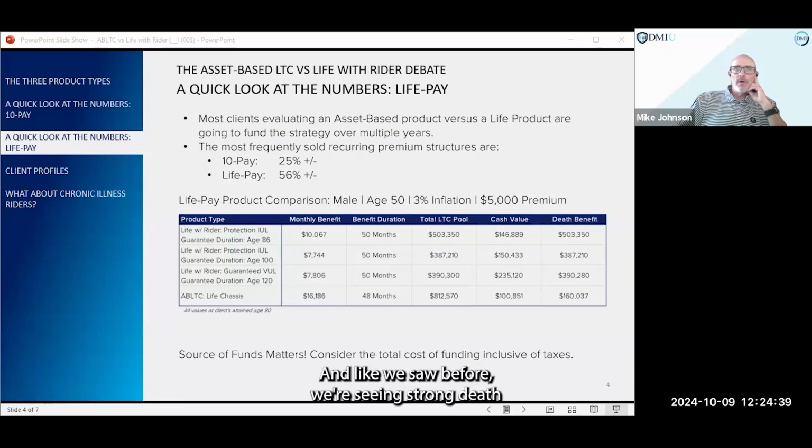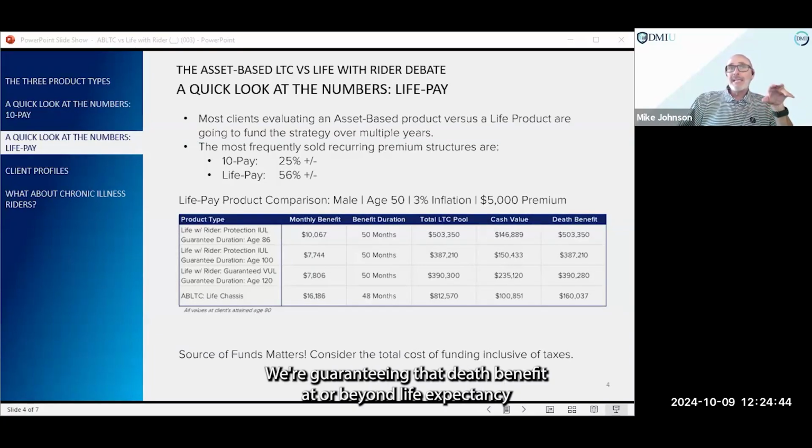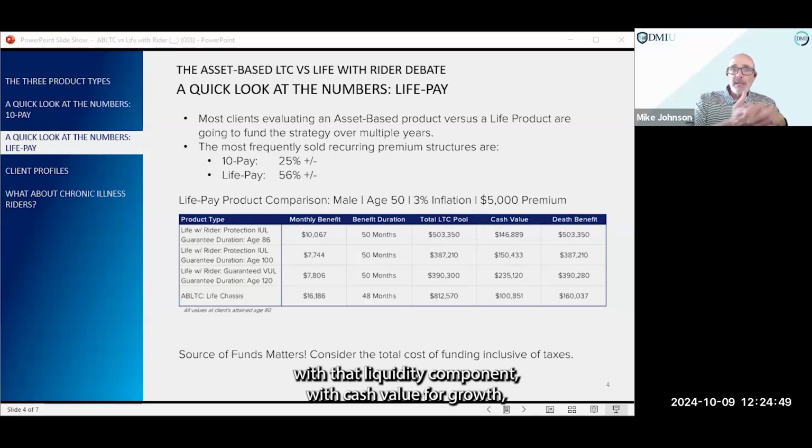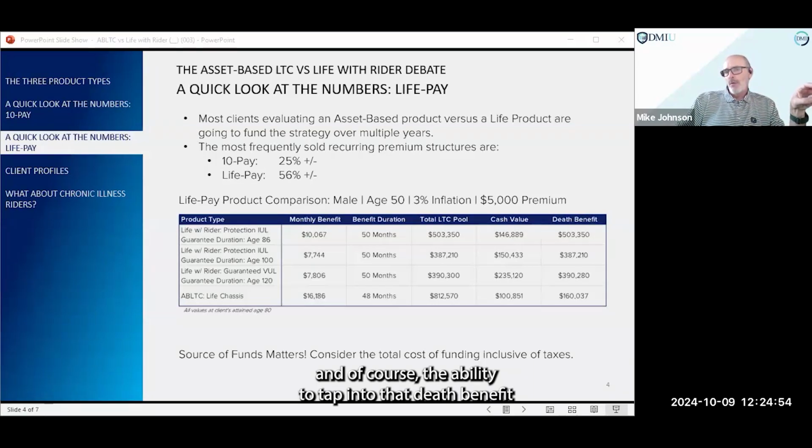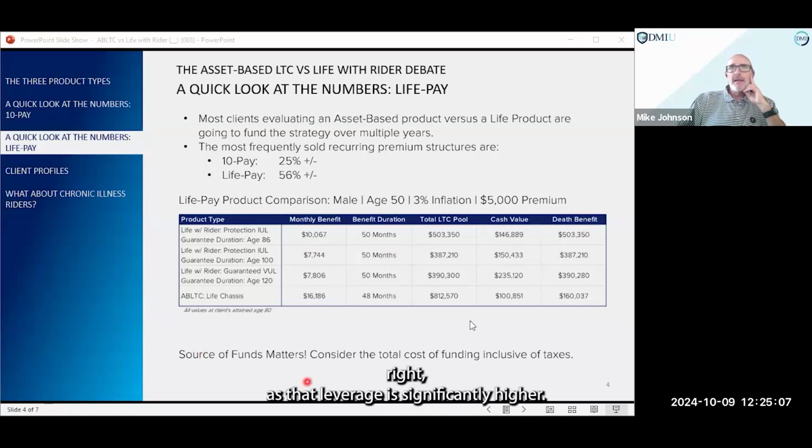And like we saw before, we're seeing strong death benefit leverage with the universal life products. We're guaranteeing that death benefit at or beyond life expectancy, with that liquidity component with cash value growth, and of course the ability to tap into that death benefit for a qualifying event when the client goes on claim. But it's also really important to note here, with ABLTC, this design is compelling, as that leverage is significantly higher with the LTC pool and in the monthly benefit.